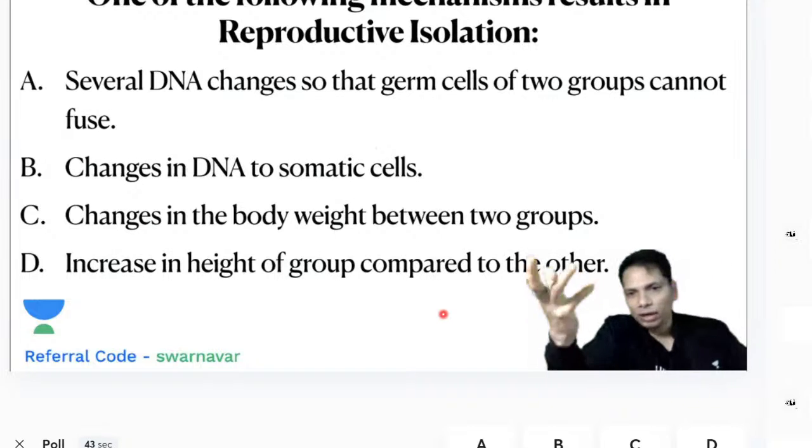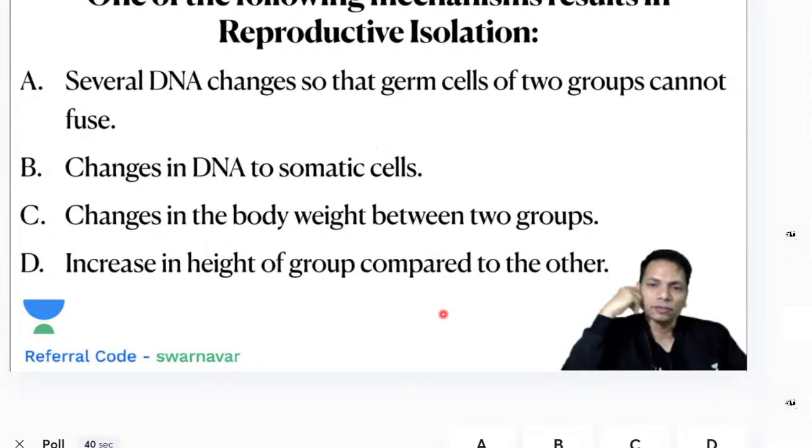Look, I'll explain what is reproductive isolation. I'll give it to Urvashi. Very good, fantastic, Urvashi.